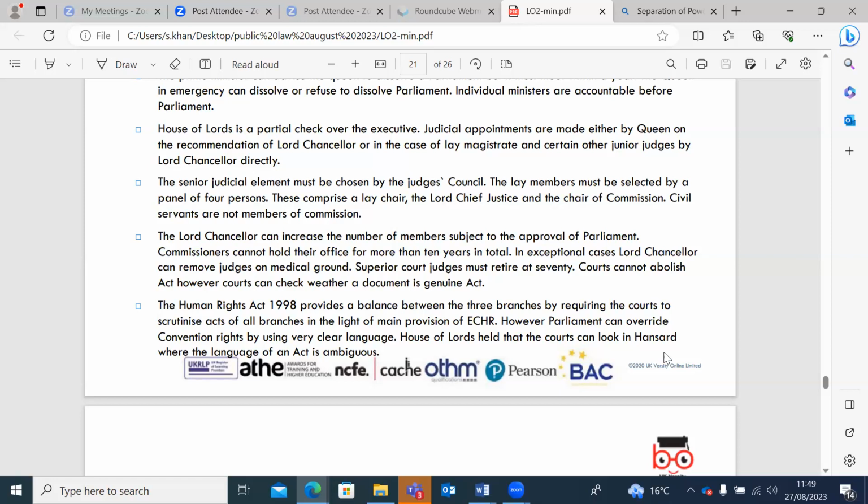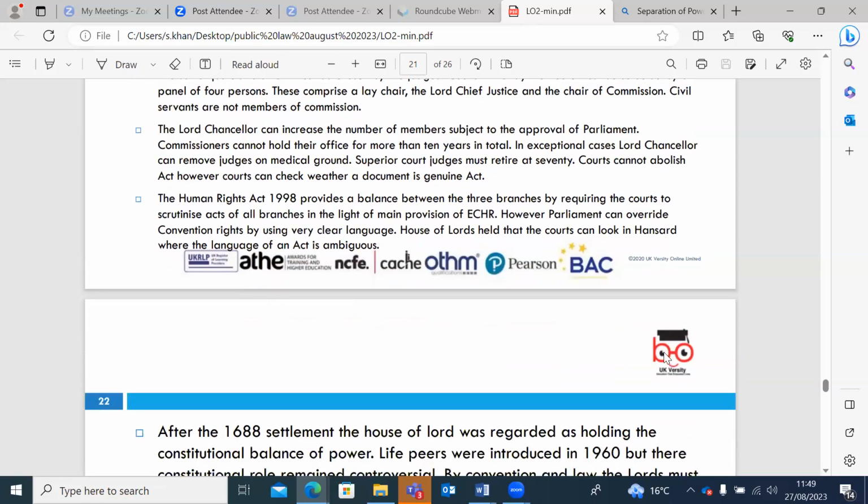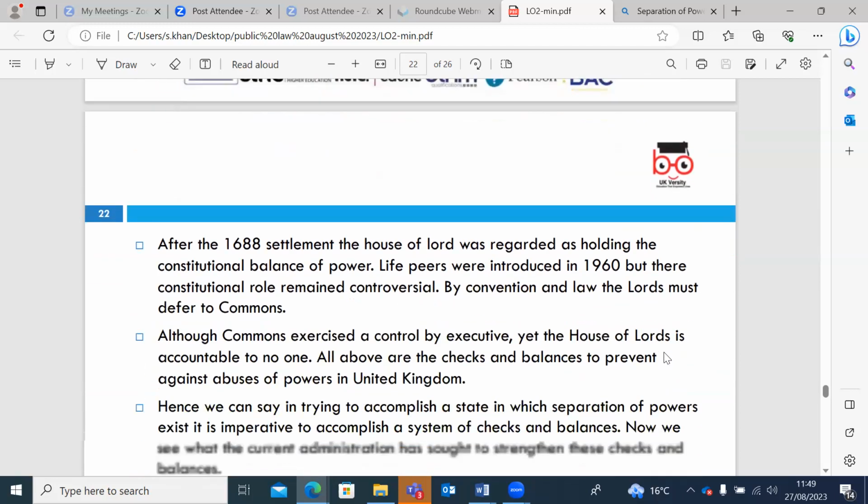The Human Rights Act 1998 provides a clear balance between the 3 branches by requiring the courts to scrutinise acts of all the branches in light of the main provisions of the European Convention of Human Rights. However, Parliament can override the Convention rights by using very clear language. House of Lords held that the courts can look in Hansard where the language of an act is ambiguous.